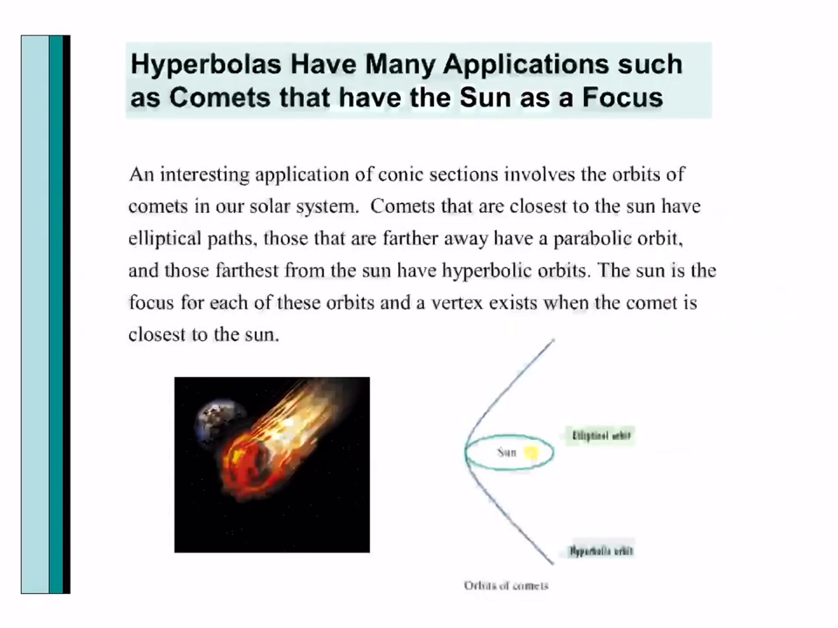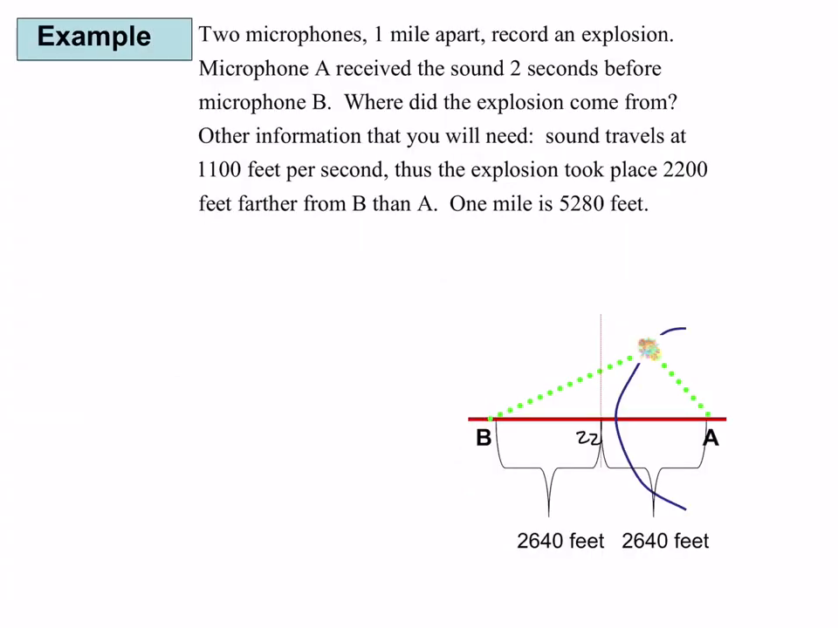Our last thing is applications. Applications for hyperbolas in space: elliptical orbits are for the planets, but comets have hyperbolic orbits. So sometimes you'll see that.